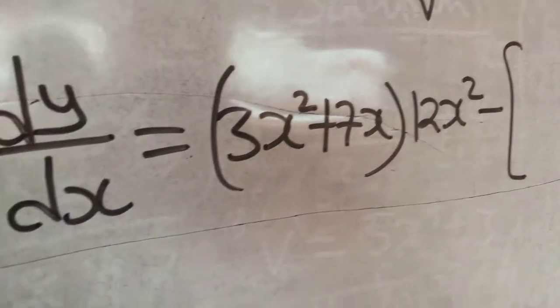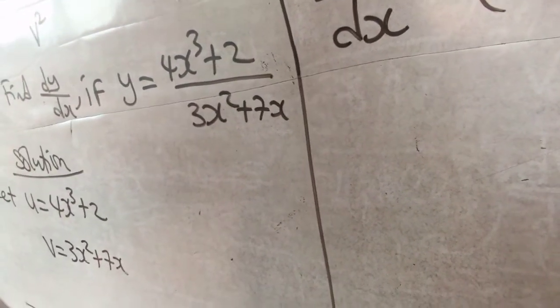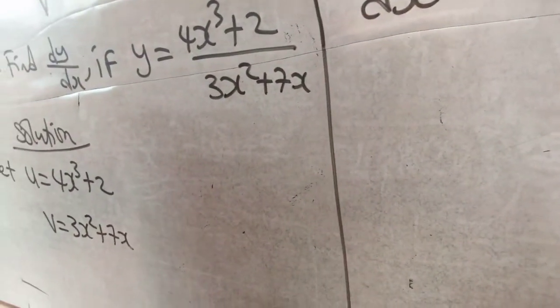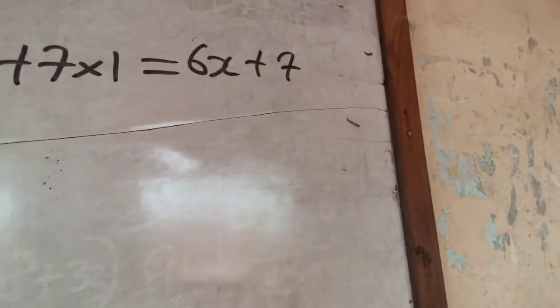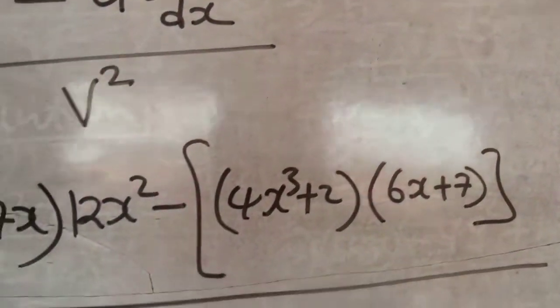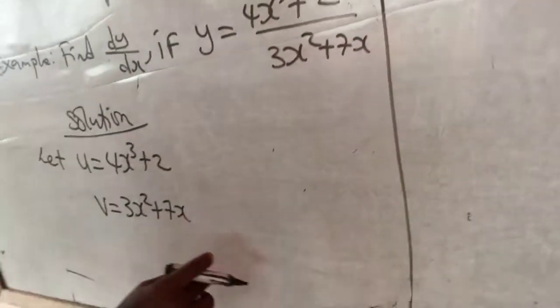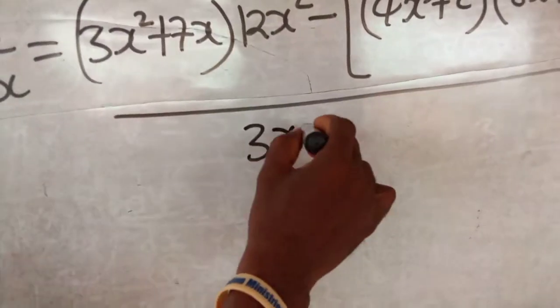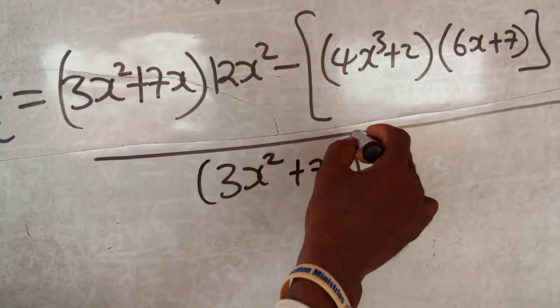Then minus the open bracket. What is our u? Our u is this. You have 4s raised to the power 3 plus 2 into dv over ds, which is this, you have 6s plus 7, all over you write your v squared. What is our v? See our v. So it's going to give us 3s squared plus 7s all raised to power 2.